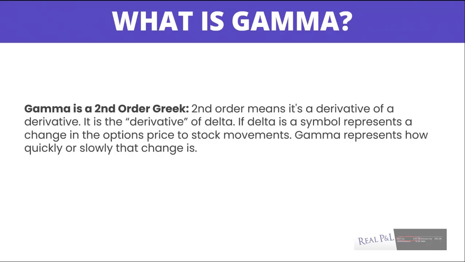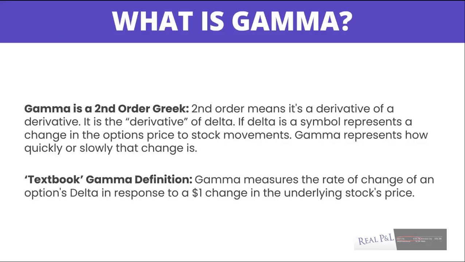Gamma is a second order Greek behind delta. And second order means it's a derivative of a derivative. It is the derivative of delta. If delta, a symbol that represents a change in the option's price to stock movements, gamma represents how quickly or slowly that change happens.